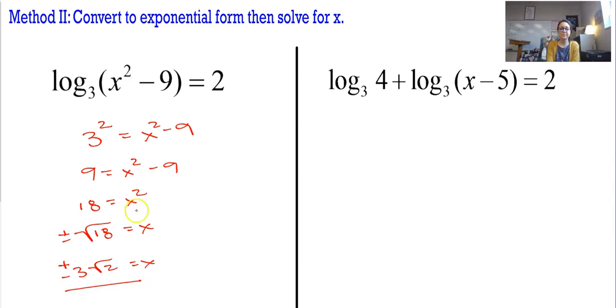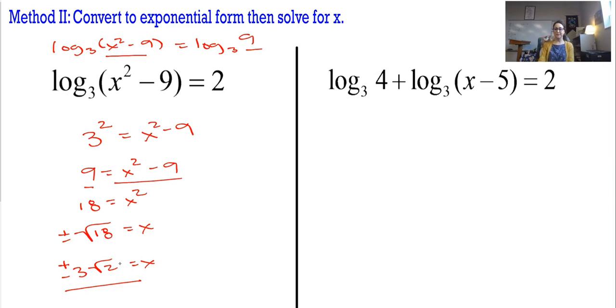Okay, now another way to do this actually would have been to write the right side as log base 3 of 9, right? Because 2 is log base 3 of 9. 2 is the power that we raise 3 to get 9. And then we could have set the insides equal to each other, which is exactly what we got at this step, and then we could keep going from there.